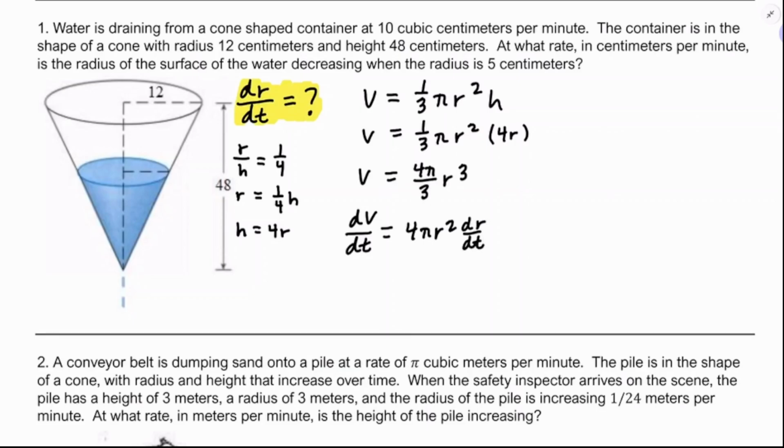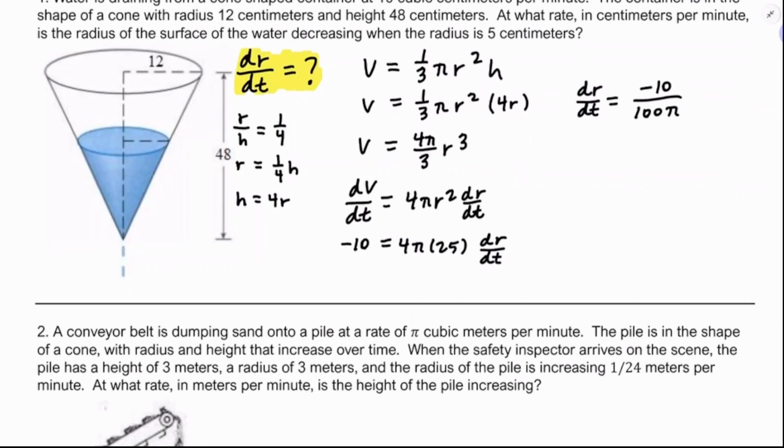Okay, so I should be able to plug in what I've got and solve for what I need at this point. So we said the radius is 5 centimeters, so that's 4 times pi times r squared, which is 25, times dr dt, is equal to dV dt, and so draining 10 cubic centimeters per minute, so that's -10. Okay, and then I can solve for dr dt and say that's going to be -10 over 4 times 25, which is 100 pi. And if you wanted to simplify that and call that -1/(10 pi), you'd be welcome to, but I'm just going to leave that there.